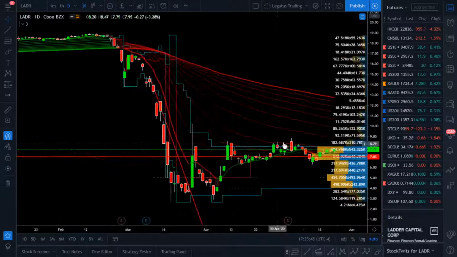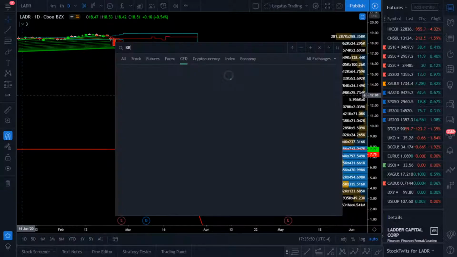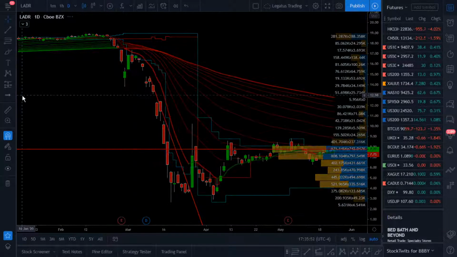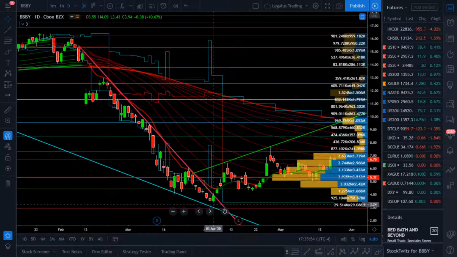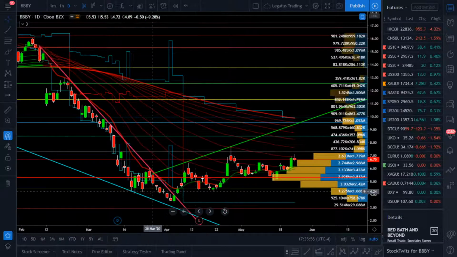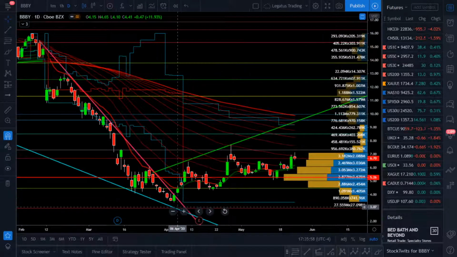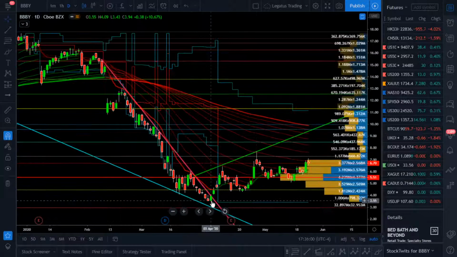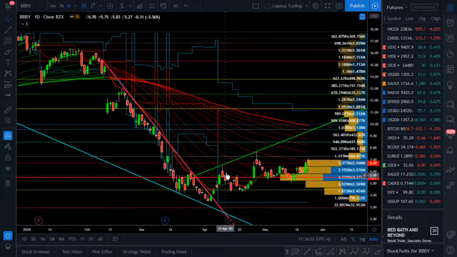And another one we did was BBBY, and this was another major one. We bought at the low of the triangle there. These are all overnights too, and you can see that the price target was $6.